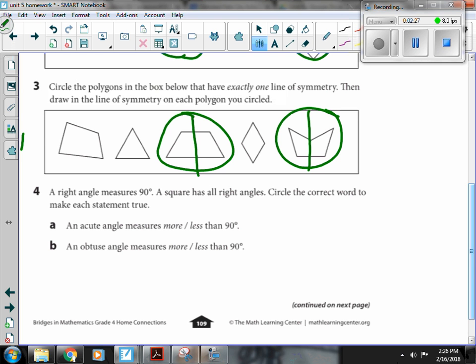And number 4, a right angle measures 90 degrees. A square has all right angles. Circle the correct word to make each statement true. An acute angle measures less than 90 degrees. And an obtuse angle measures more than 90 degrees.